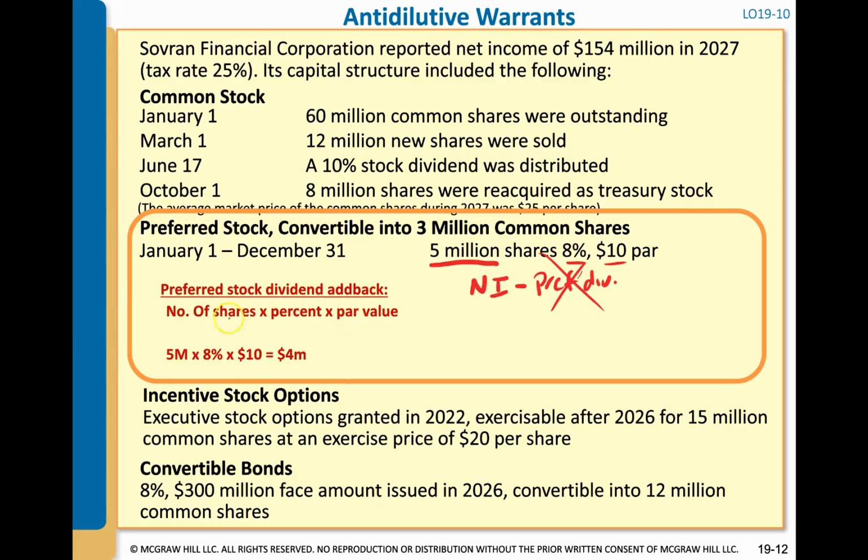So how do we calculate that preferred dividend? We're going to take the number of shares of preferred stock, multiply that by the percent on the preferred stock, and multiply by the par value. So we take our 5 million shares, multiply by 8% times $10. That means our preferred dividend was $4 million. So now our numerator is going to increase by $4 million. And then our denominator is the weighted average number of common shares outstanding. We've converted those preferred shares into 3 million common shares, so we're going to increase our denominator by 3.